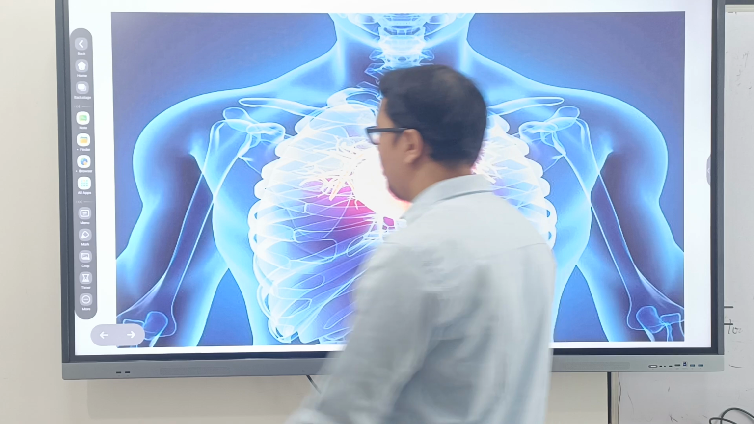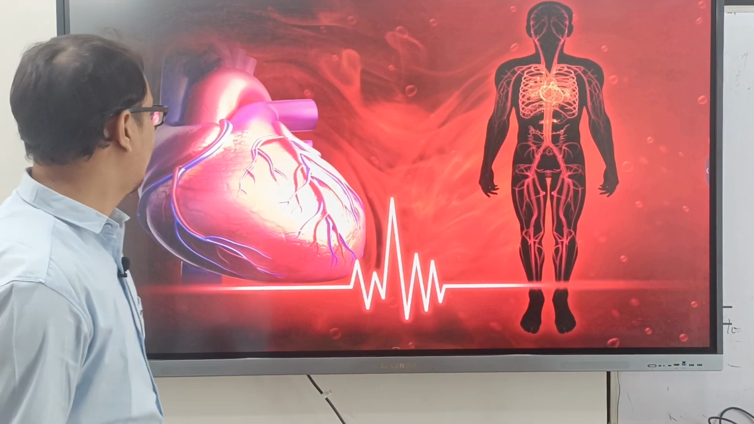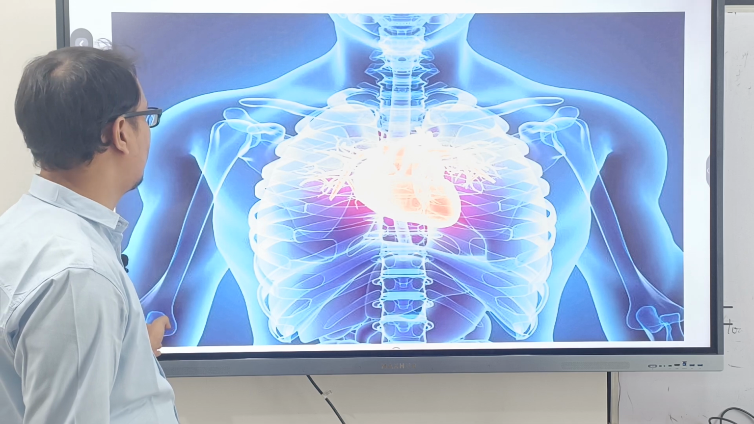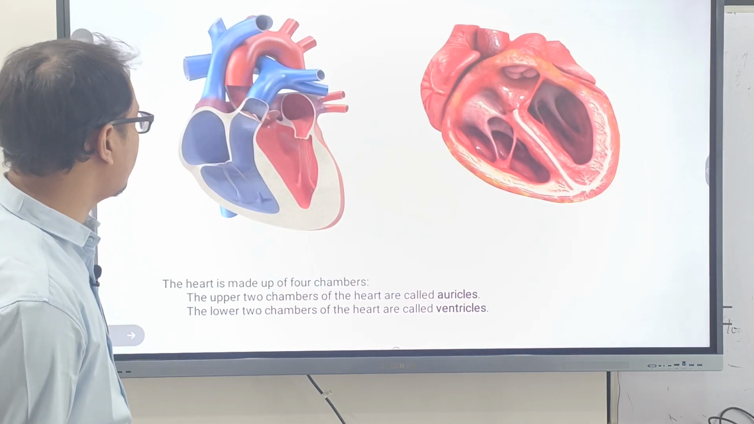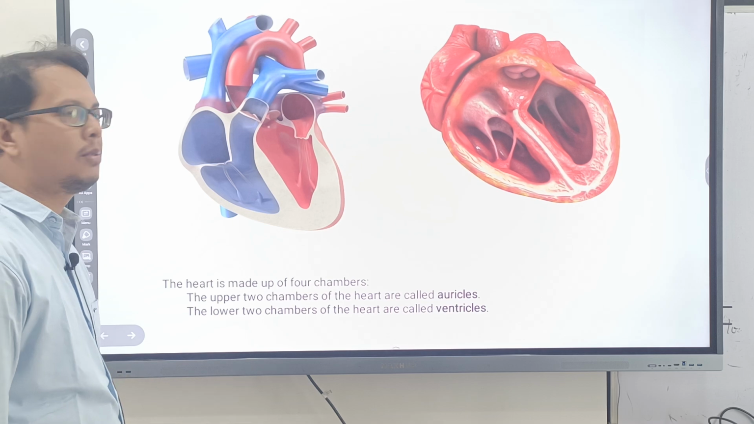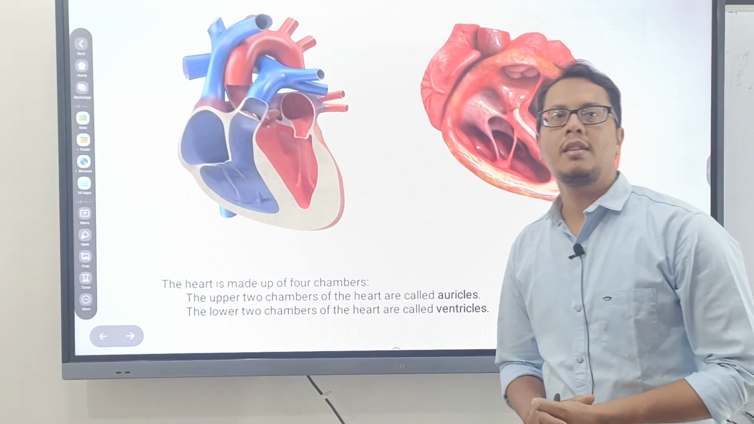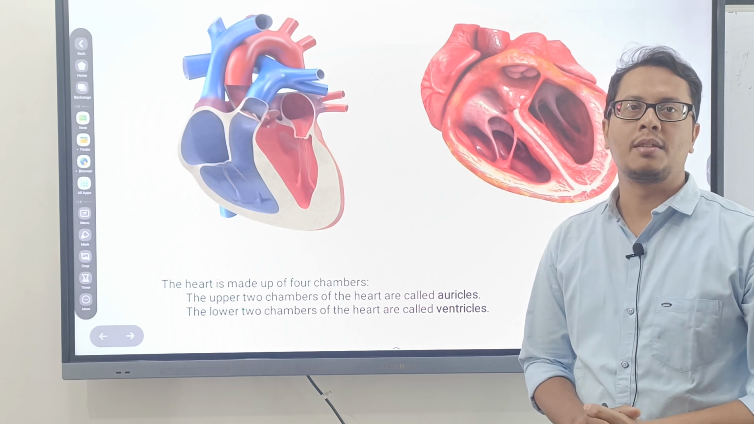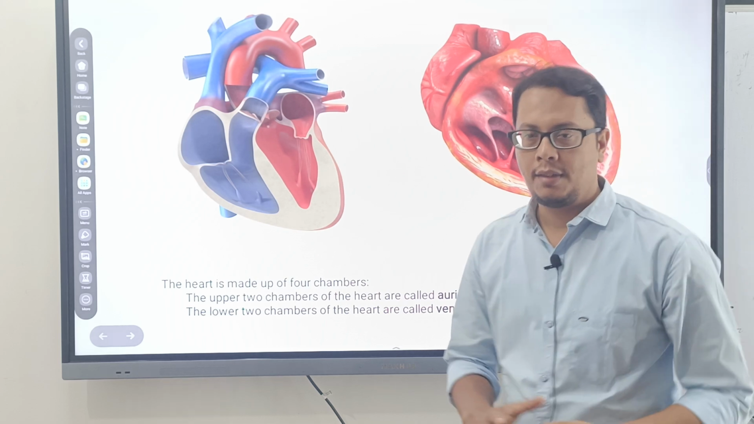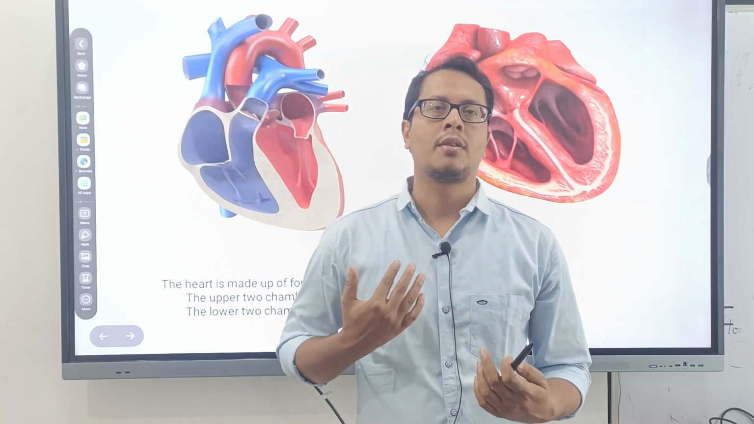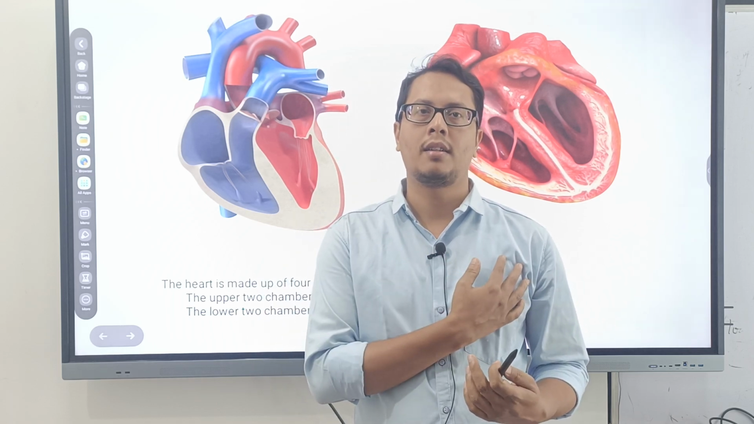So next slide I will show the functioning and the various parts of the human heart. Now these are two diagrams. So first of all, the human heart consists of 4 chambers. Now if I am standing like this, my heart is on this side, so this will be my right side and this is the left side.